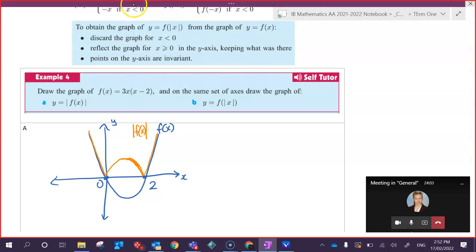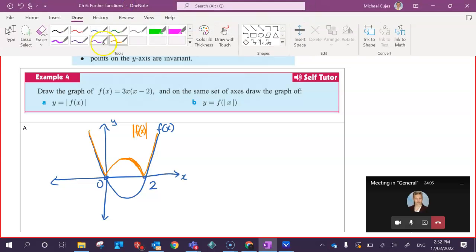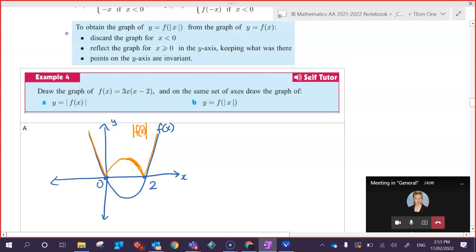Okay, we need a different color for f of the absolute value of x. Everything that was positive stays where it is. The negative stuff I get rid of, and I make the symmetrical graph on the other side. That is f of the absolute value of x. I kept the bit where x was positive, and I reflected it across the axis.